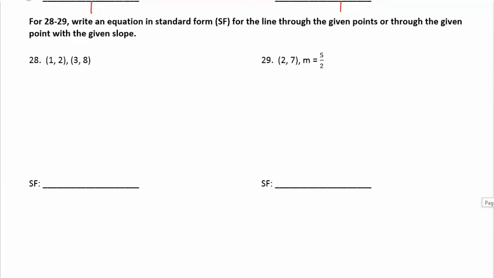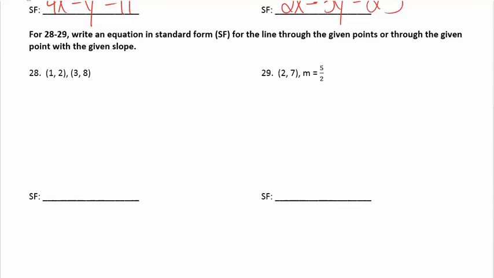When you get down to 28, you are now writing the equation in standard form for the line through the given points or through the given point with the given slope. So on 28, we first have to find the slope, and that's found by doing y2 minus y1 over x2 minus x1. So that's 6/2, which reduces to 3.